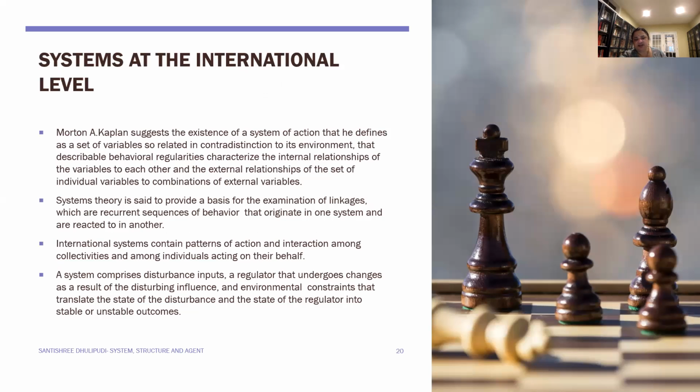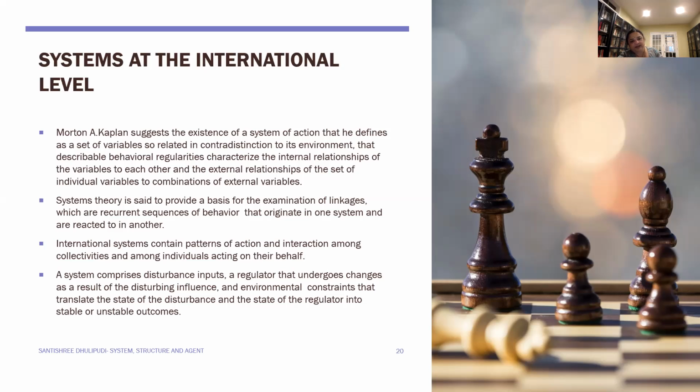Systems at the international level. Morton A. Kaplan suggests the existence of a system of action that he defines as a set of variables so related, in contradistinction to its environment, that describable behavior regularities characterize the internal relationship of the variables to each other and the external relationships of the set of individual variables to combinations of external variables.